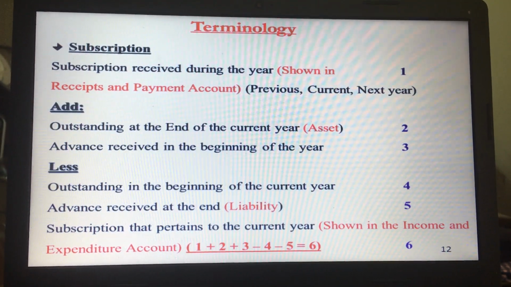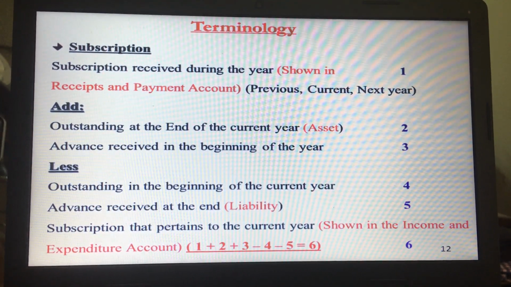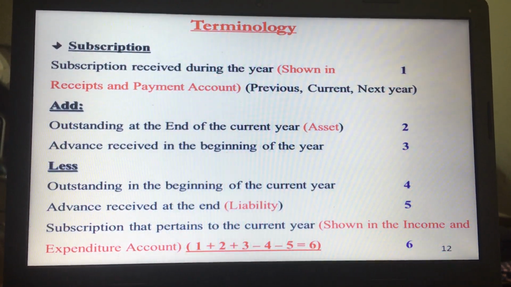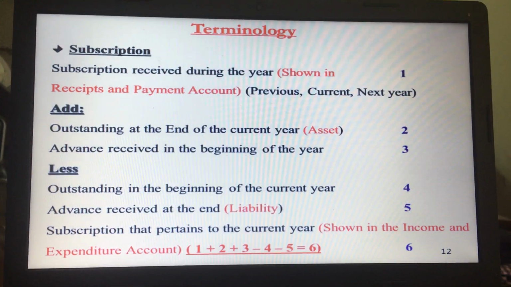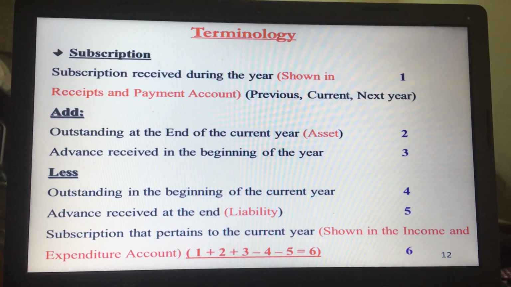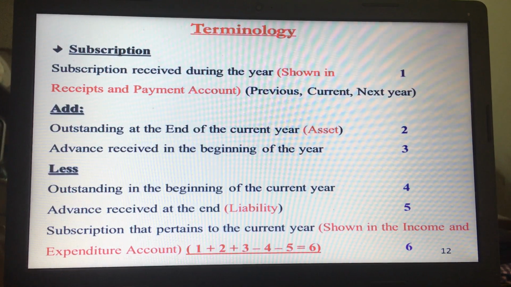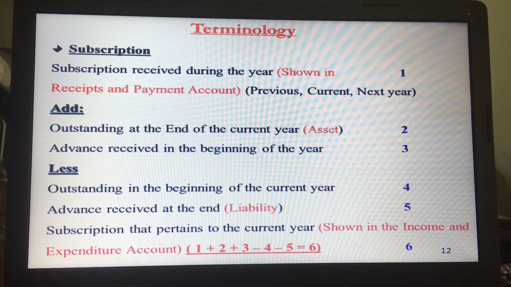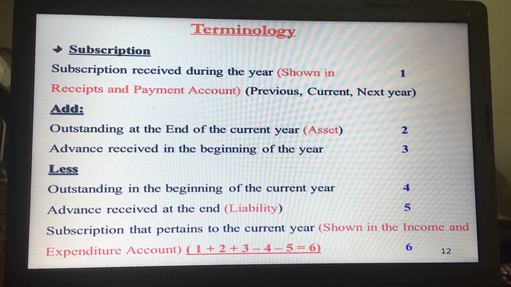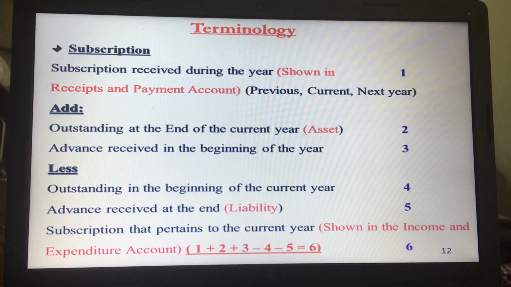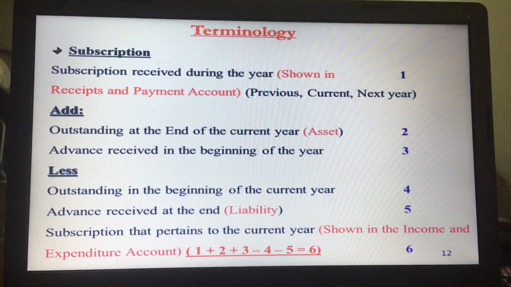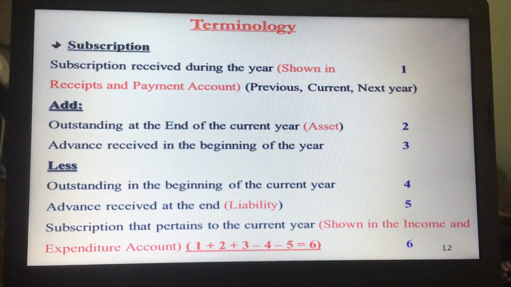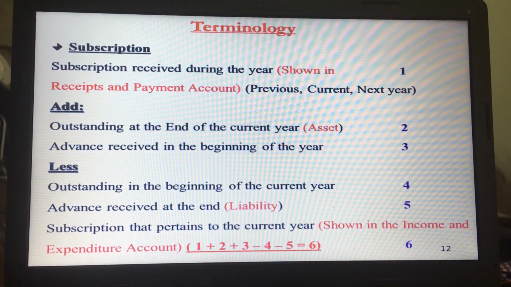This slide is very important. We yesterday discussed, while starting the session, we did talk about subscription or salaries. This is a repetition, but we'll be studying it in detail with respect to subscription. So we start with the subscription that is received in the year, which is shown in the receipt and payment account. And this amount can relate to previous year, current year, or next year. Whatever is the amount, we take that amount into consideration. That's our first figure 1.